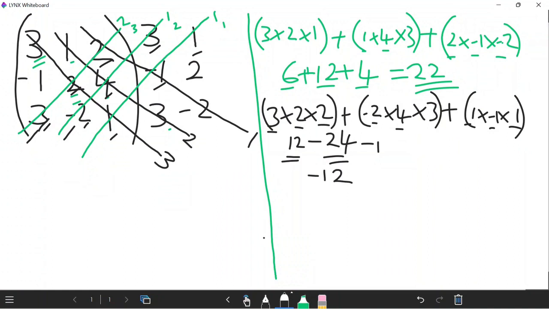Then you're going to subtract 1. So that is going to give you negative 13. So the product of the elements in the other diagonal is negative 13.